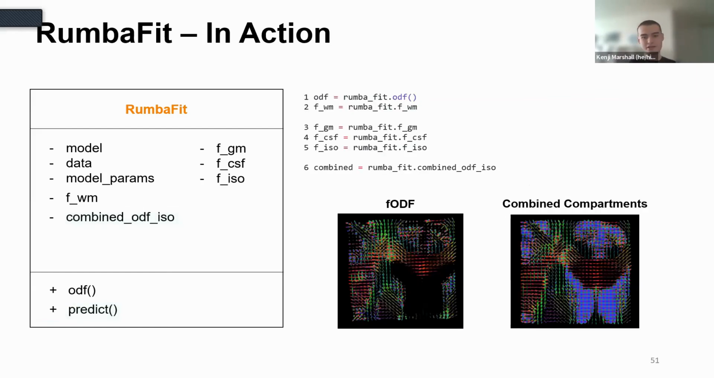When you have your RUMBA fit object from leaving off from the last code snippet you saw, it's very easy to extract all of this information as shown in lines 1 to 6 here. And then you can visualize these things in different ways. On the left here, we show what it looks like when you just visualize the ODF alone. On the right, we show the visualization of this combined compartments thing I just talked about. You can see that when you combine them in these areas where there's lots of isotropic volume, you get these blue spheres. When you just look at the FODF, you get this black void. So you can just decide for yourself which one you think looks prettier for your application.